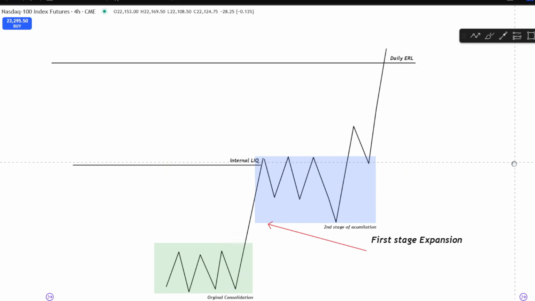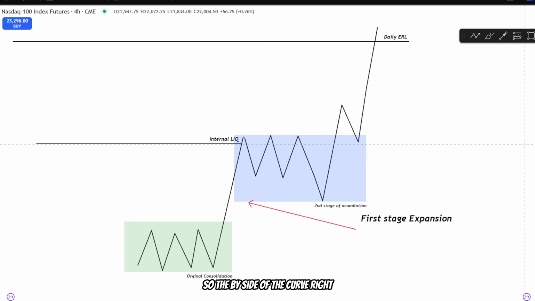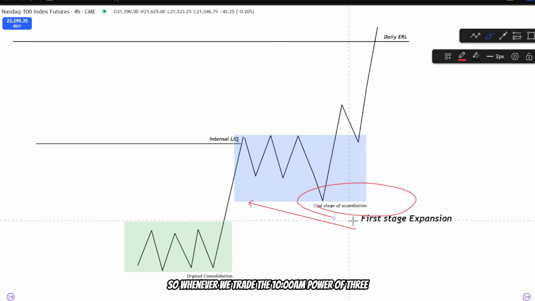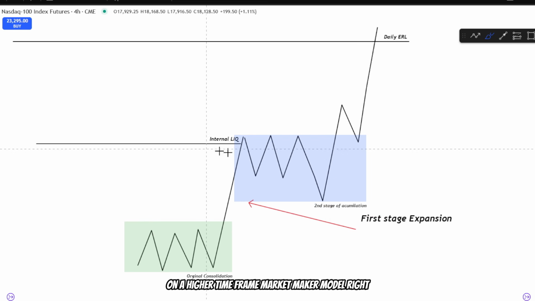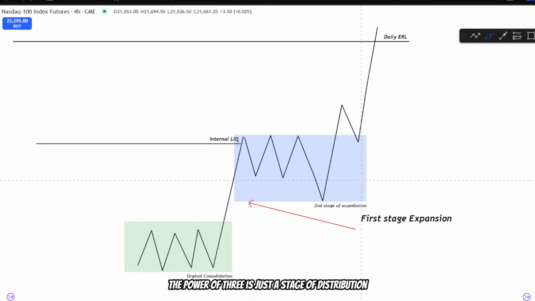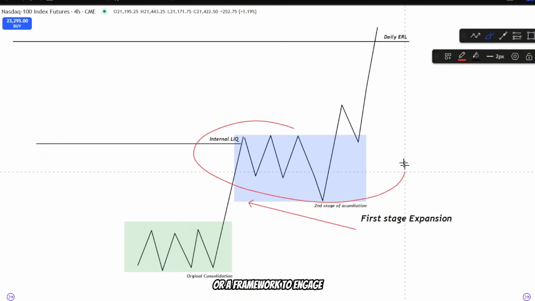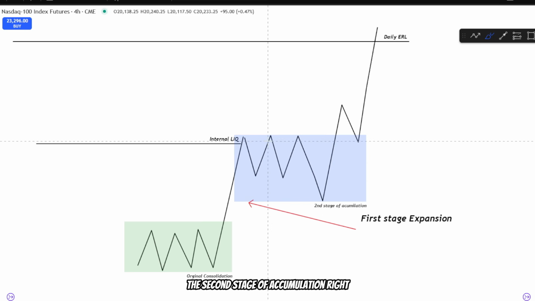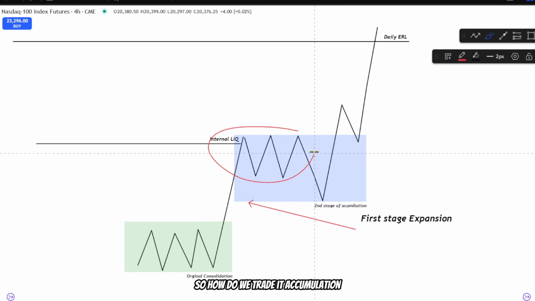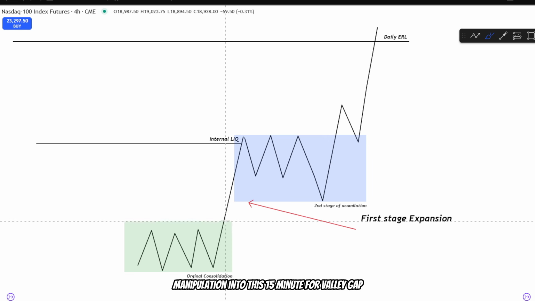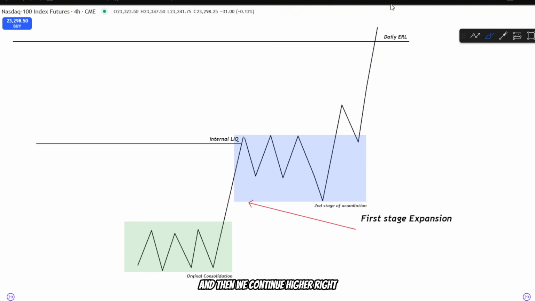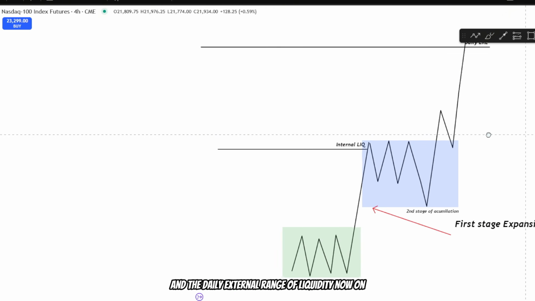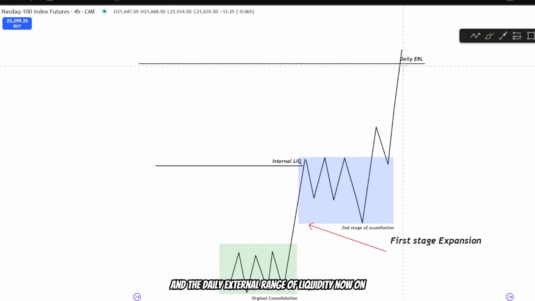Yeah, so the buy side of the curve, right? That's exactly how we trade. Whenever we trade the 10 a.m. power of 3, we're trading the second stage of accumulation on a higher time frame market maker model, right? The power of 3 is just a stage of distribution, or a framework to engage the second stage of accumulation. So how do we trade it? Accumulation, manipulation into this 15-minute fair value gap, and then we find our lower time frame change in the state of delivery, and then we continue higher, right? Until the daily external range of liquidity.